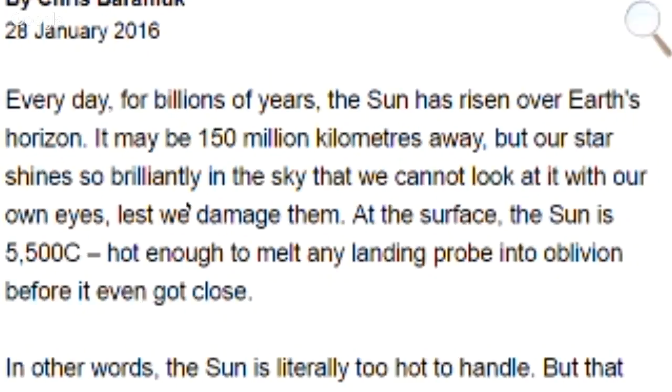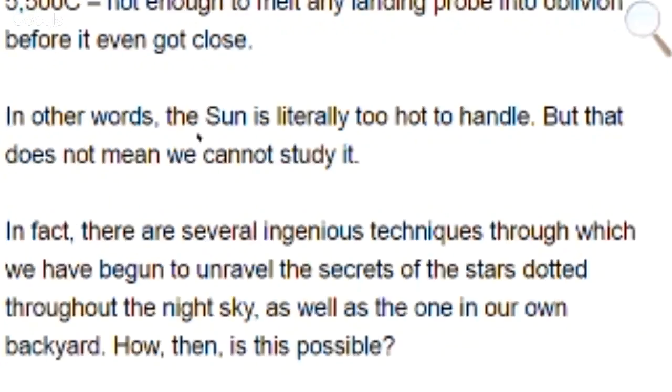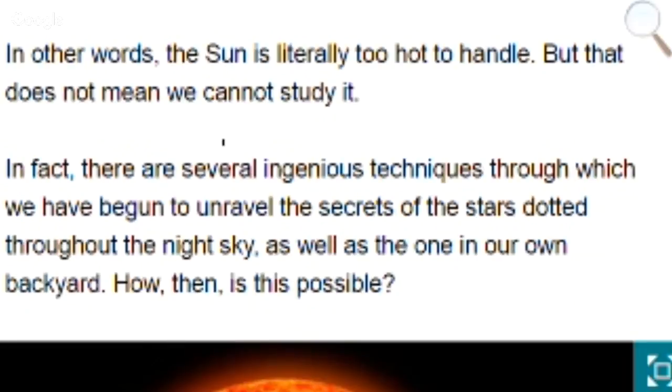Now, we looked at a couple of streams back, I think it was, on the melting points of metals, and the highest one we had, I think, was 4,400 degrees Celsius. So this is another 1,100 above the highest one we've got on Earth that will melt. So, in other words, the sun is literally too hot to handle, but it doesn't mean we cannot study it.